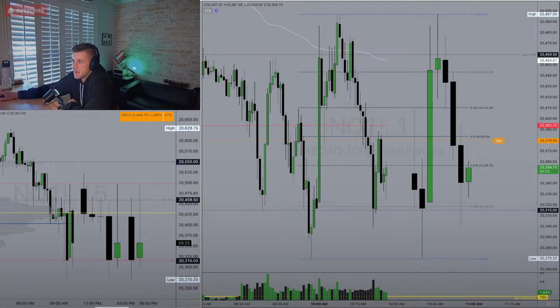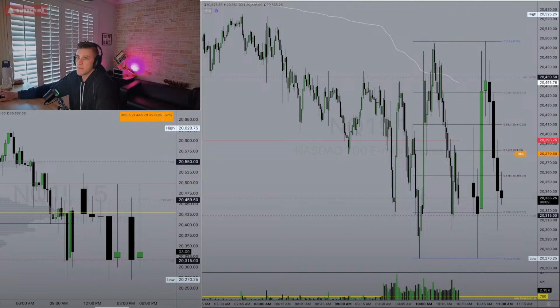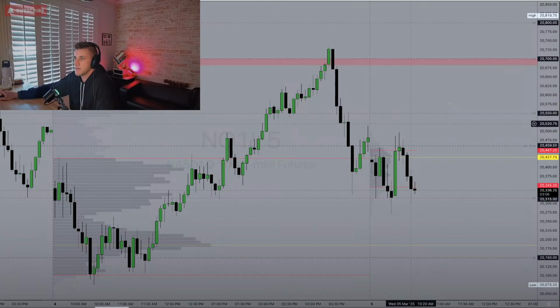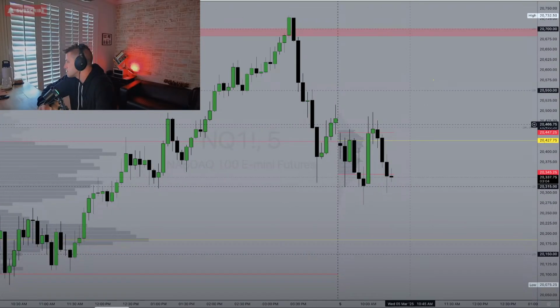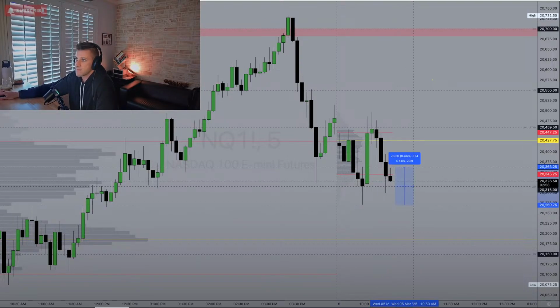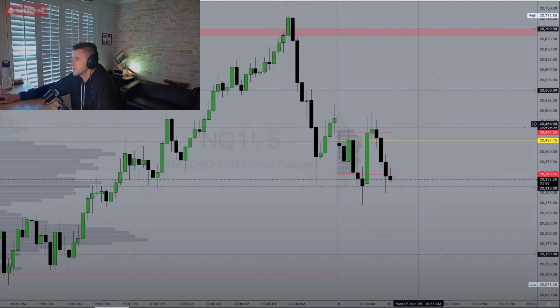So we're continuing to look at this 315 area. Buyers want to see this area defending. We've got the RTH value area low right through here. 230.